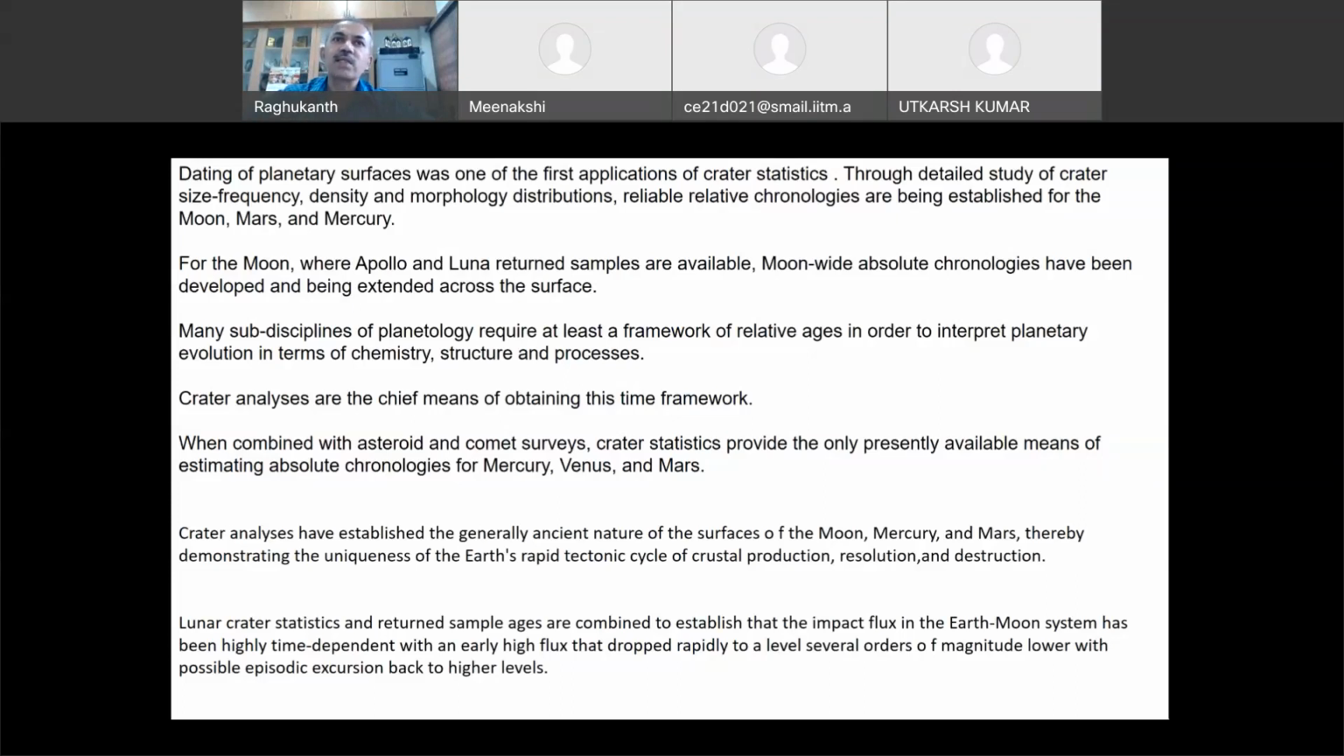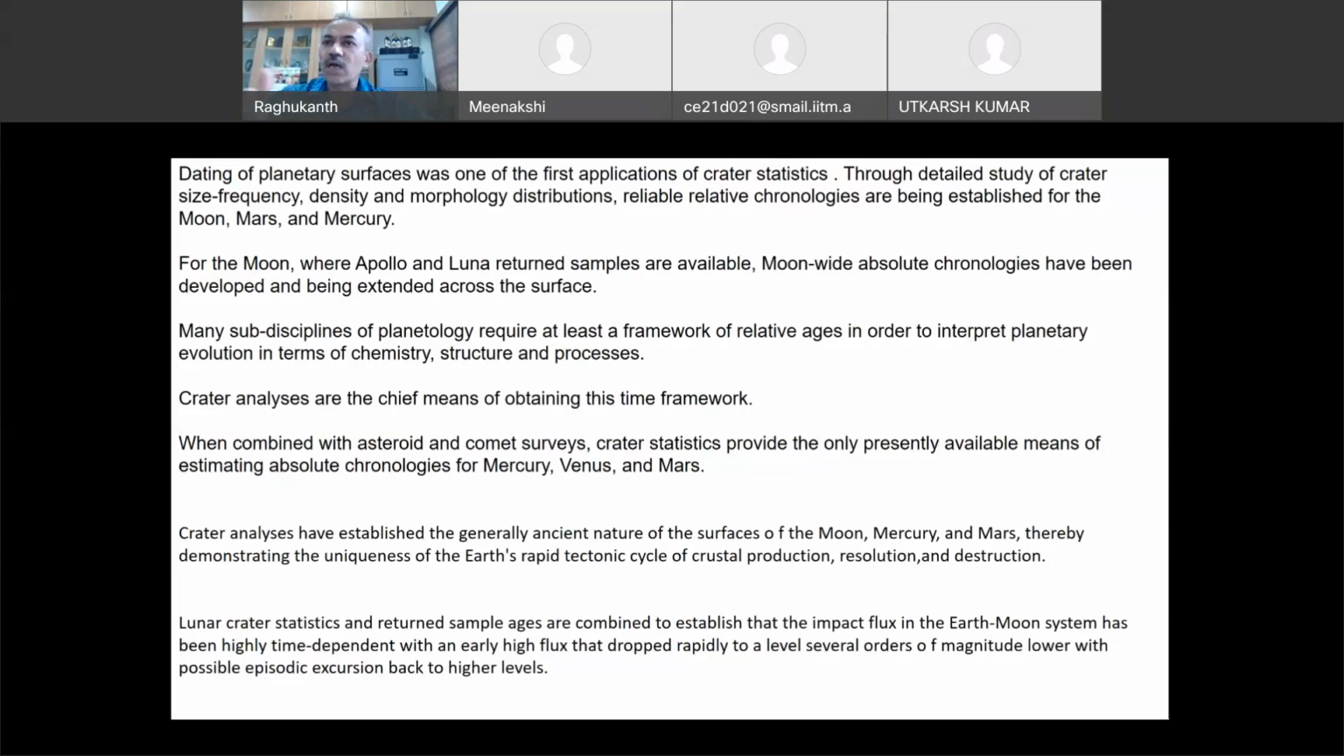So crater analysis is the only way to obtain these geological ages. For Mercury, Venus, and Mars, because there have been no human missions and no samples have been brought back to Earth, these ages have been found out using crater statistics. This is the only way we can determine the geological ages itself.